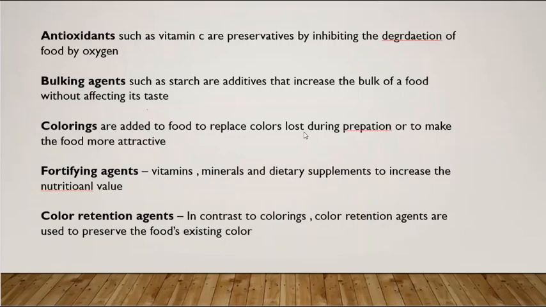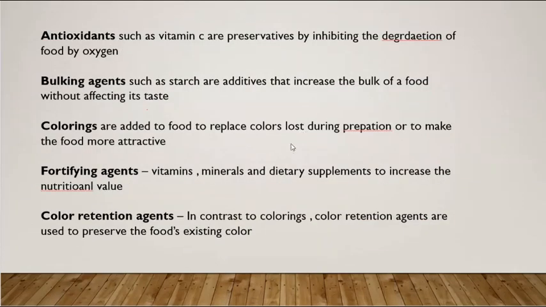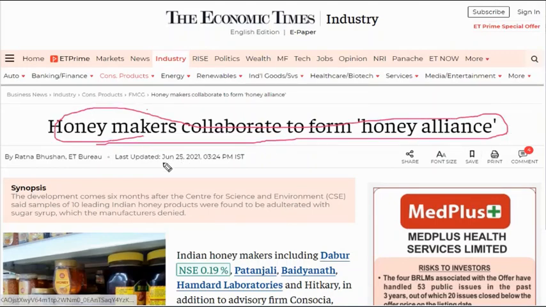So this was today's class, because this was kind of full of definitions, but this is very important for other examinations. So now let us see the current affairs part. Honey makers collaborate to form Honey Alliance. So what is this Honey Alliance? This news was on June 25, 2021.